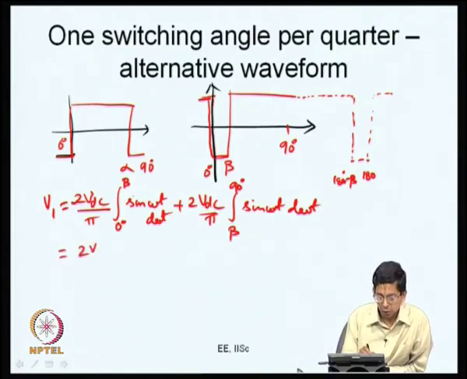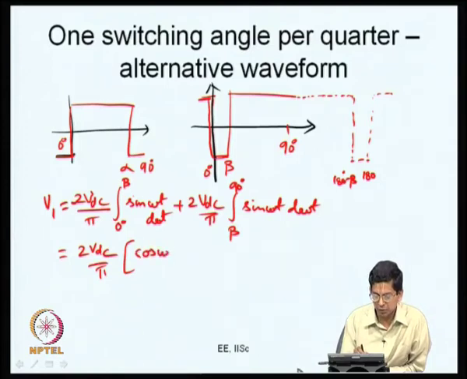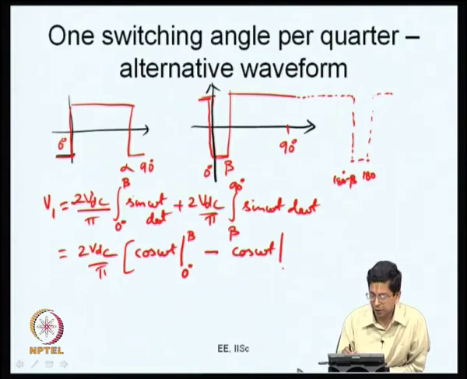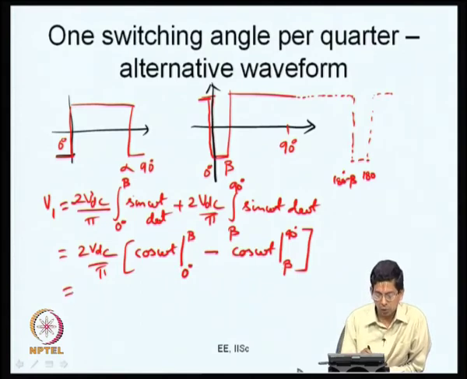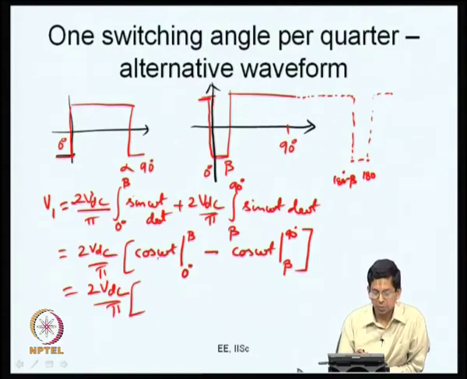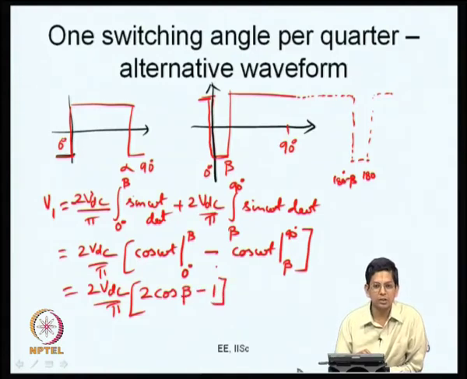So, what you have here is basically 2 VDC upon pi, and the integral of sin omega t is minus cos omega t, you have again a minus sign here. So, this is cos omega t with limits from 0 to beta, and this is another, you have minus cos omega t evaluated from the limits beta to 90 degrees now. Is it right? So, what I am going to get is 2 VDC upon pi. So, this is cos beta minus 1, and what you have is another cos beta coming up here. This is 2 cos beta minus 1. This is what I am going to get for such a function.